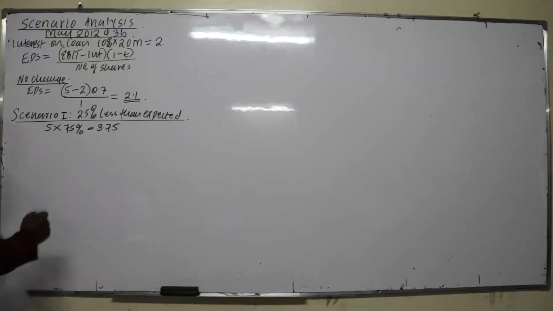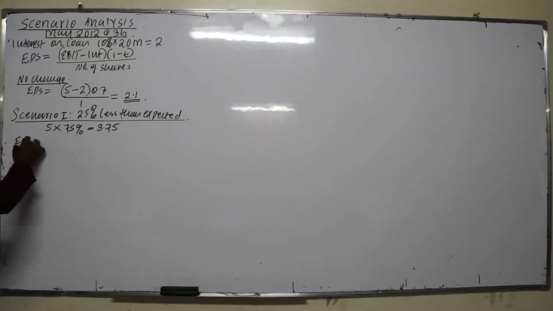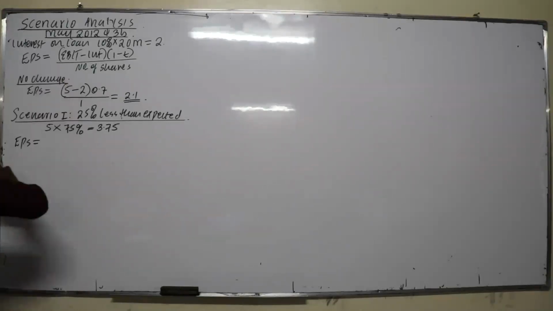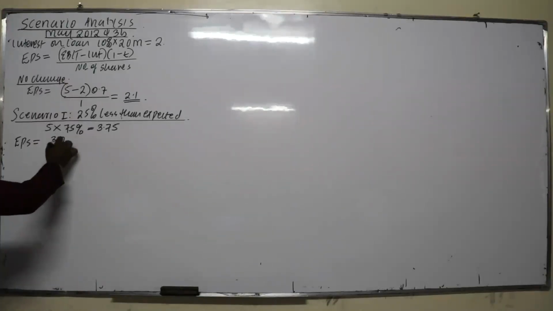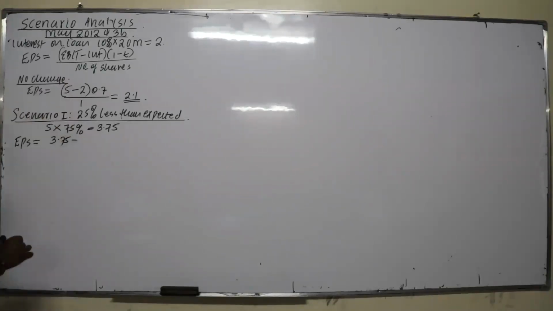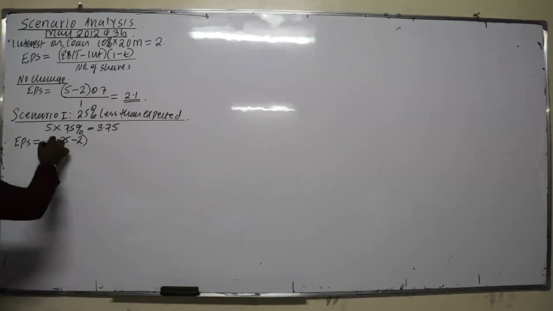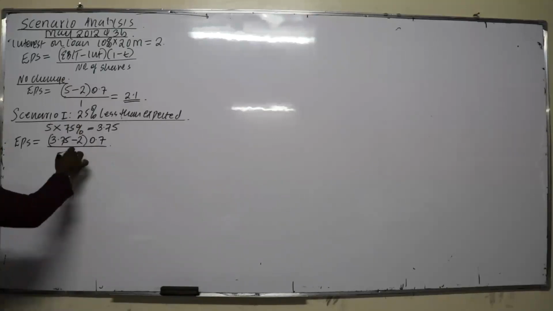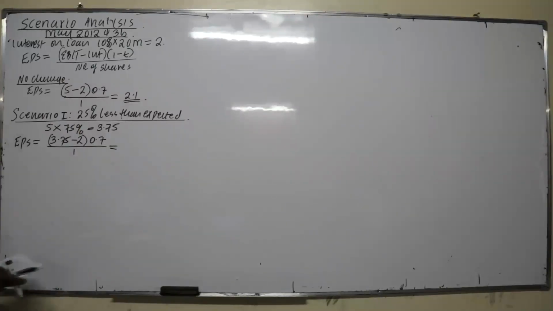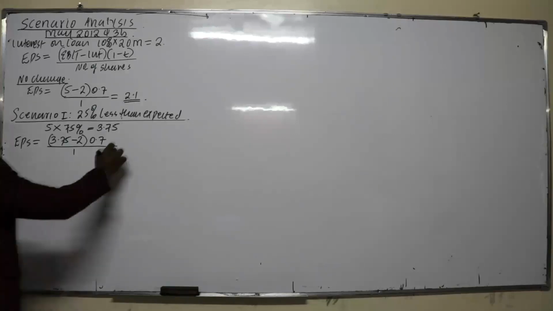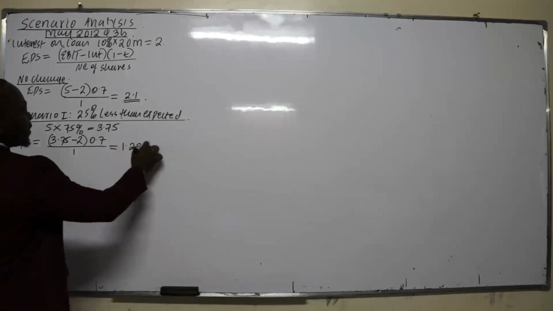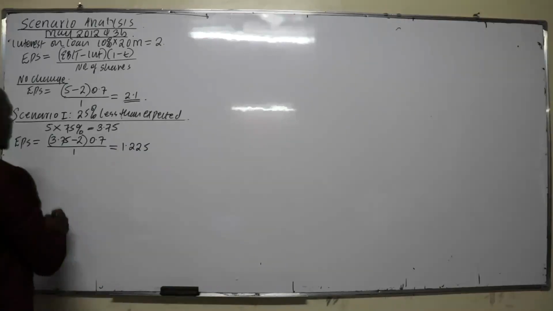Now let's compute the earnings per share. You take the EBIT, which is 3.75. The interest remains constant, interest is 2. Times 1 minus T, 0.7. The number of shares does not change, it's 1. So how much will be the earnings per share? 1.225. Good.